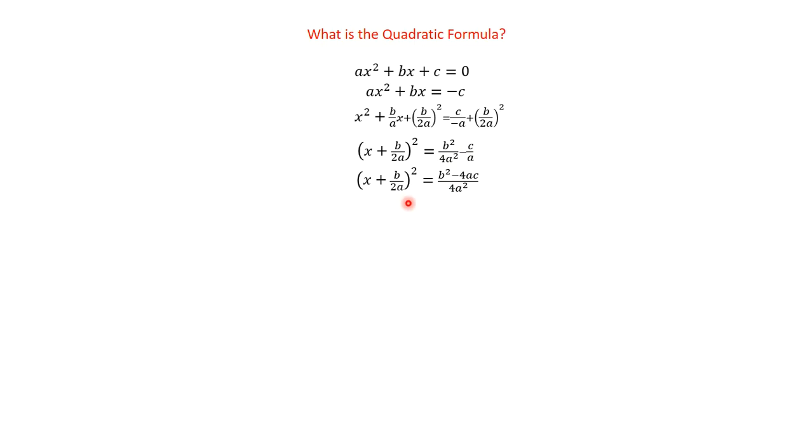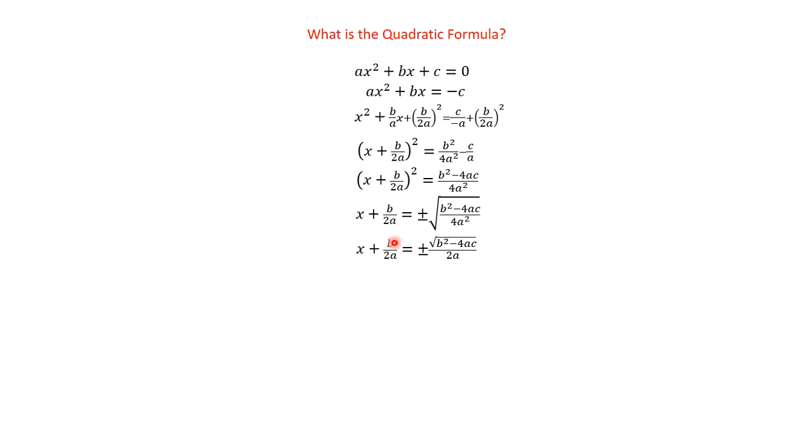Now to solve for x, we can square root both sides. So we get plus or minus the square root of this side, which can simplify. The top won't simplify, but the denominator, the square root of 4 is 2. Square root of a squared is a, so that puts it over 2a. Notice we still have the plus or minus.